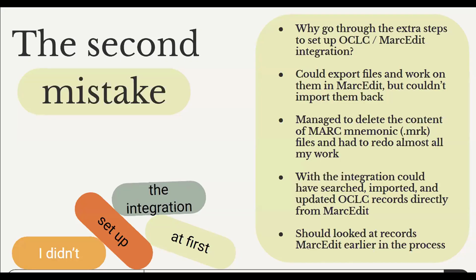And no matter at what point I set up the integration, I really should have been looking at the records in MarcEdit earlier in the process, and there's a typo there, which is the cataloger. It's a little annoying to me. It just would have been so much easier if I had had files to look at instead of trying to just look at individual Connexion records.